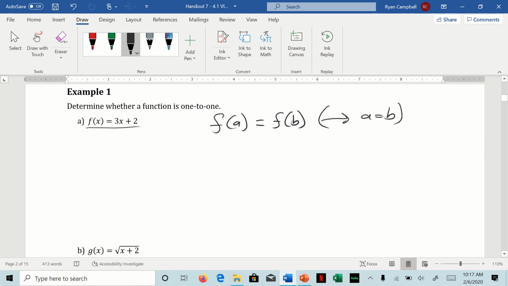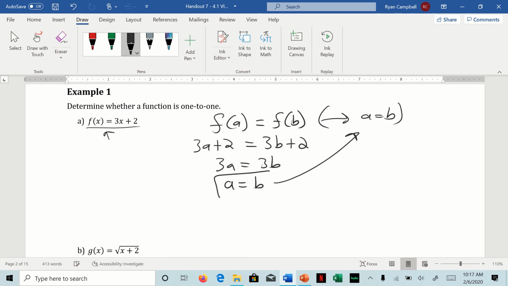So what is f of A? Well, since f of x is 3x plus 2, f of A will be 3a plus 2. f of b will be 3b plus 2. So we can subtract 2 from both sides, get 3a equals 3b, divide by 3, a is b, which is exactly what we wanted to show. Thus, we have shown one-to-one.